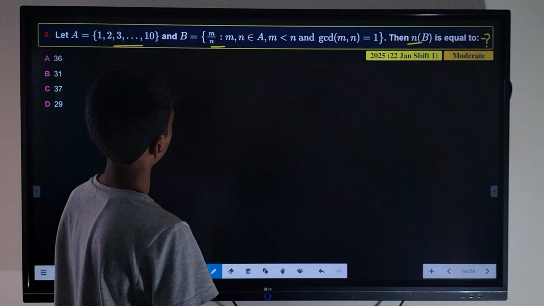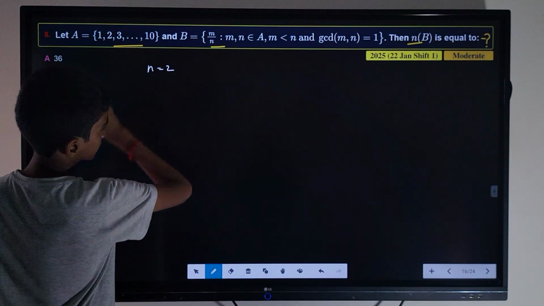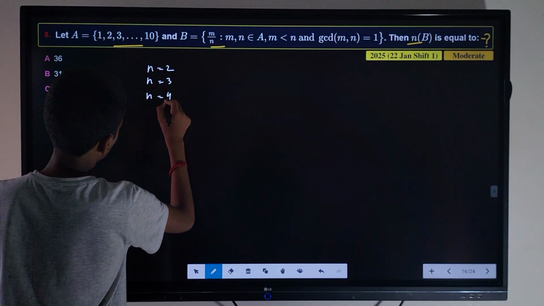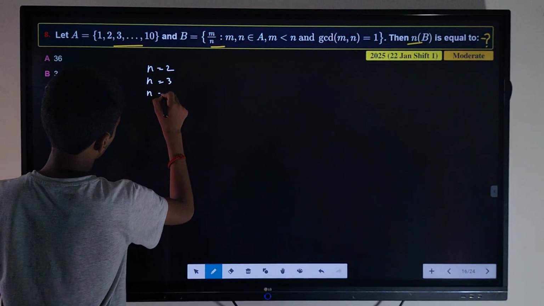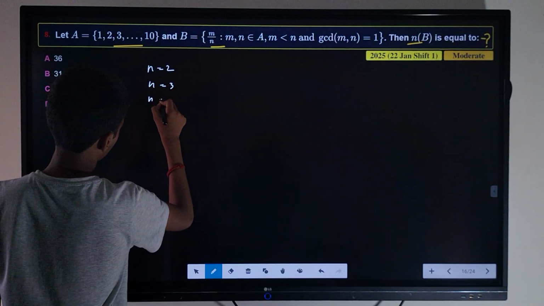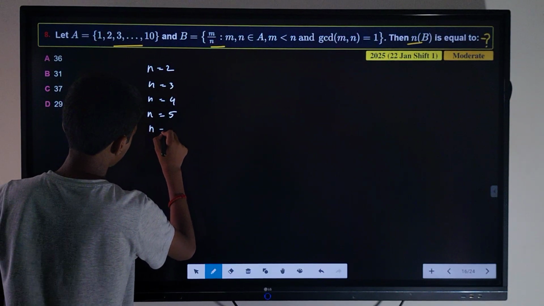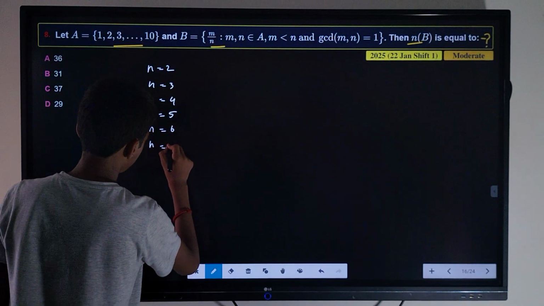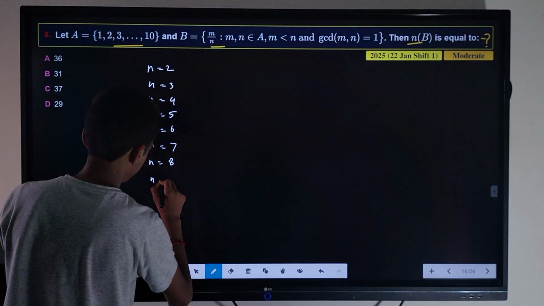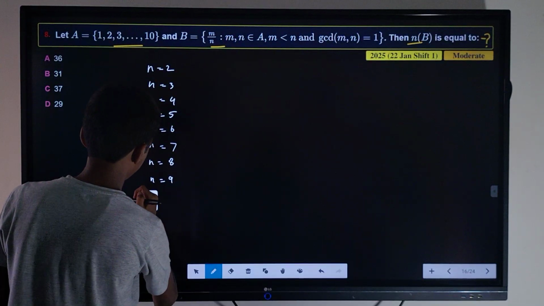Now here first of all we are going to assume our n as 2, 3, 4, wait a minute, n is equal to 3, 4, 5, 6, 7, 8, 9, 10.